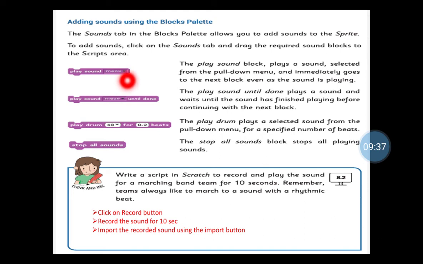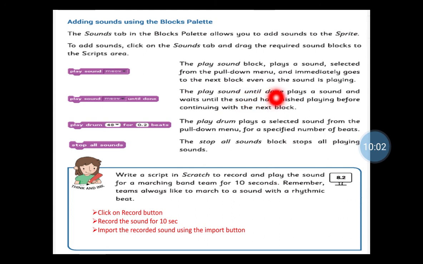Here you can see this is the arrow mark. When you click on this arrow mark, some sounds will come down, and you have to select the one sound that you want. Next, it will come automatically, and the sounds will play. Next one is play sound until done. This is also one block palette.